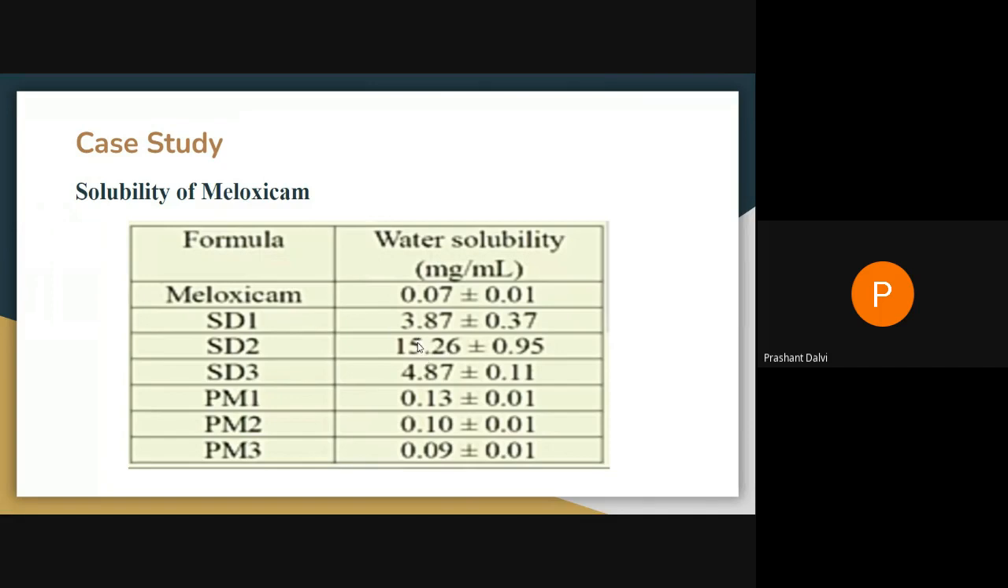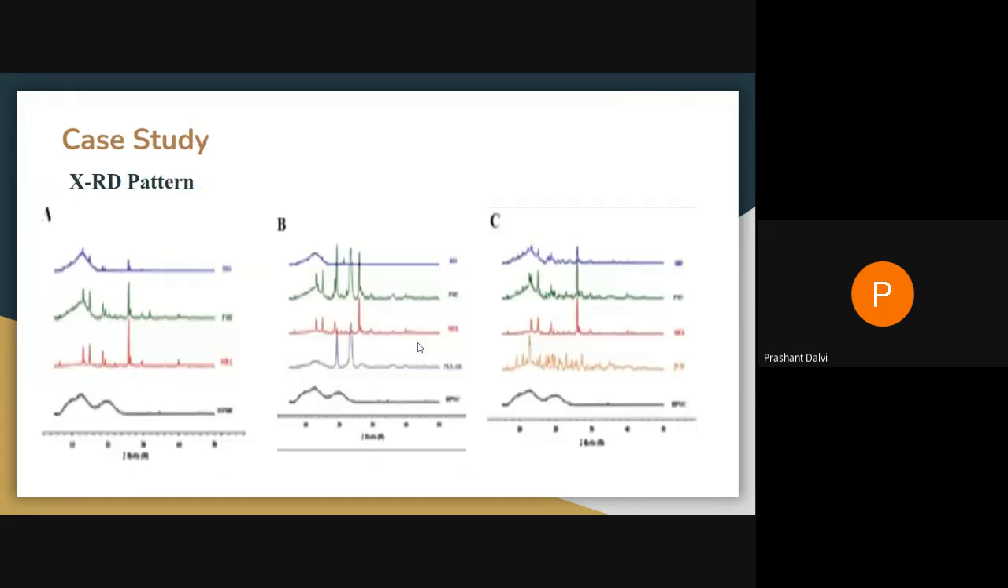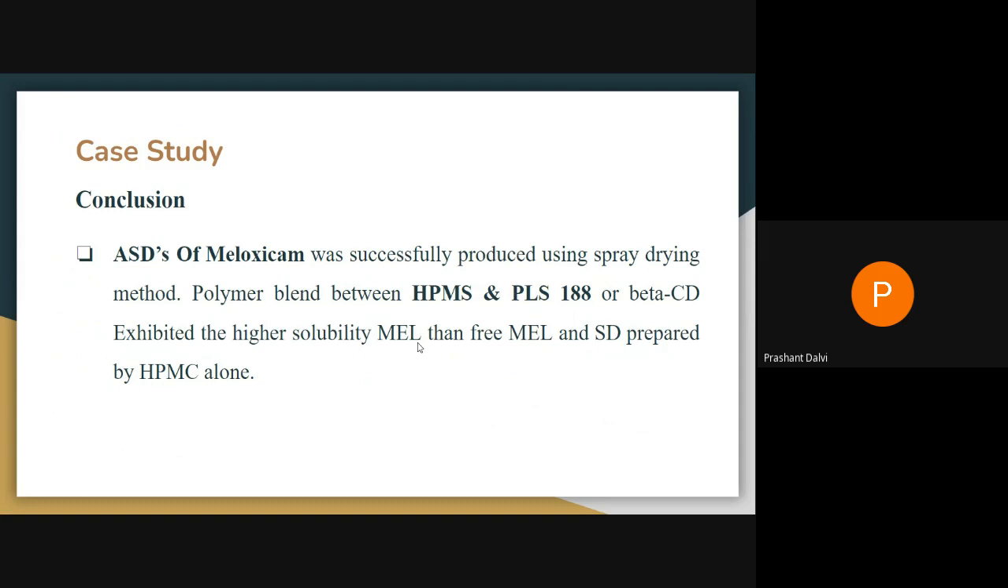So it indicates that the particle size of SD2 is very small and the solubility of ASD2 is very high. So it will show better dissolution, better drug release, and ultimately it will help the viability of these formulations. The two polymers used, HPMC and poloxamer or beta cyclodextrin, also show better results in combination. Finally, these amorphous solid dispersions of meloxicam were successfully formed using the spray drying technique.